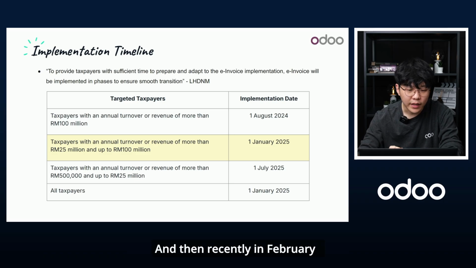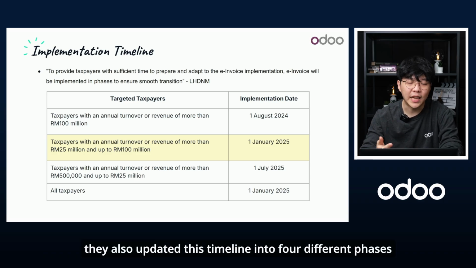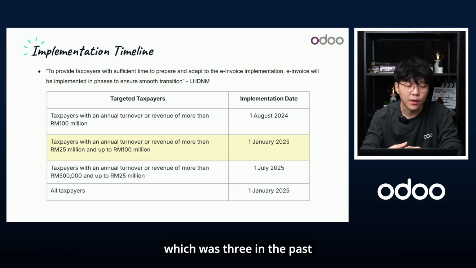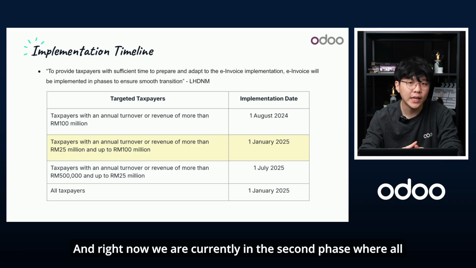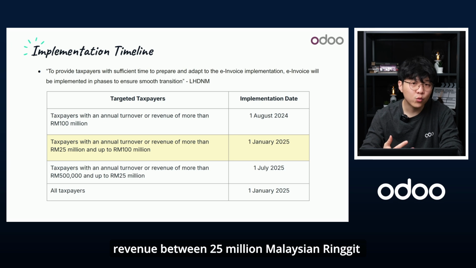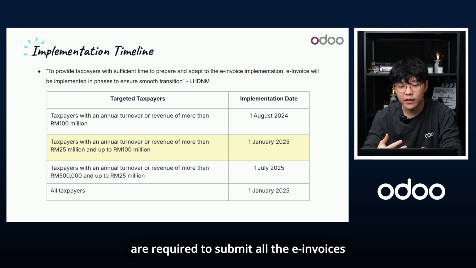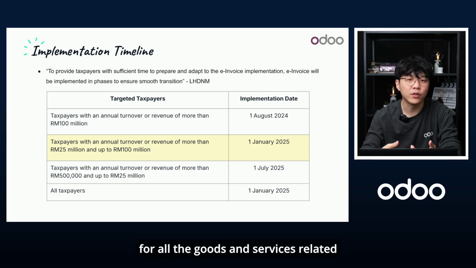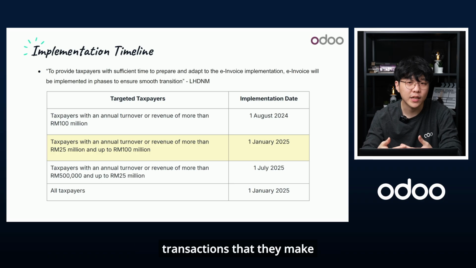Recently in February, they also updated this timeline into 4 different phases, which was 3 in the past. And right now, we are currently in the second phase, where all taxpayers with an annual turnover or revenue between 25 million Malaysian ringgit and 100 million Malaysian ringgit are required to submit all the invoices for all the goods and services related transactions that they make.